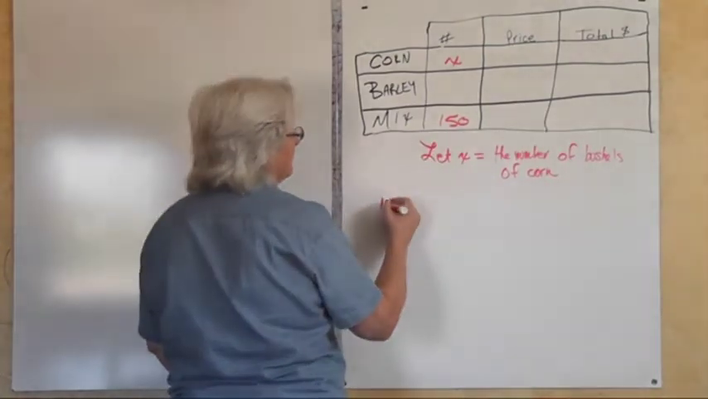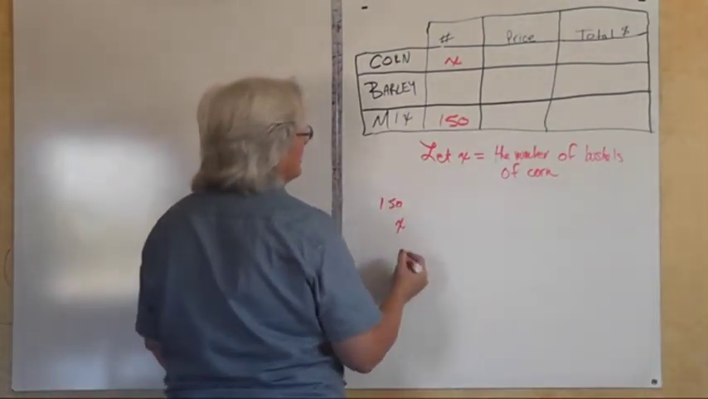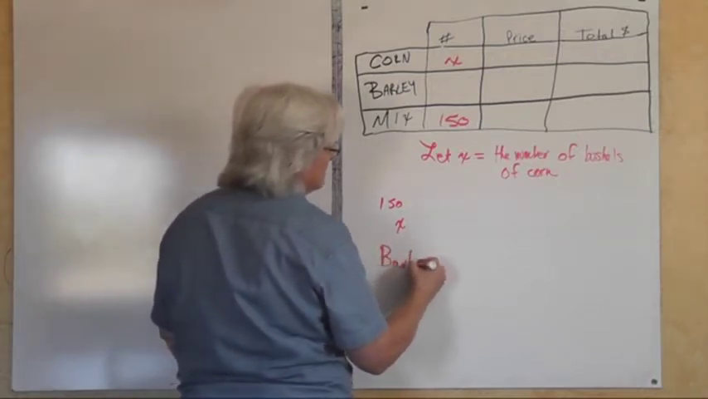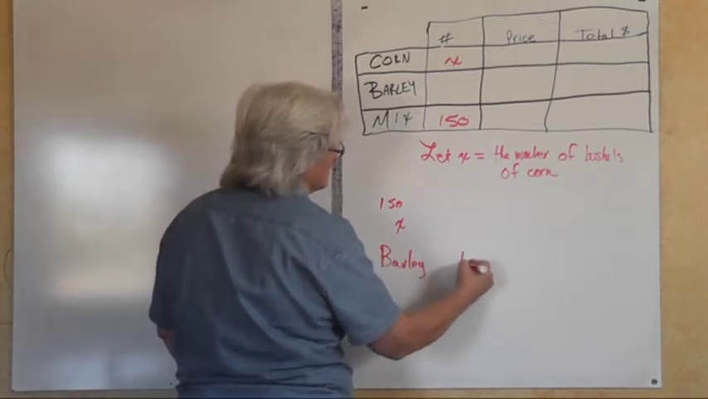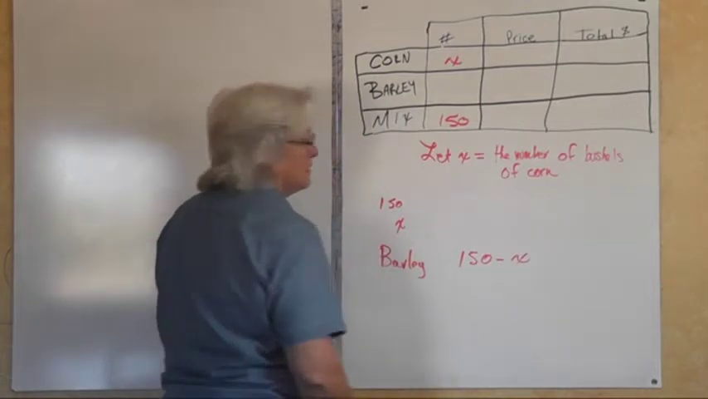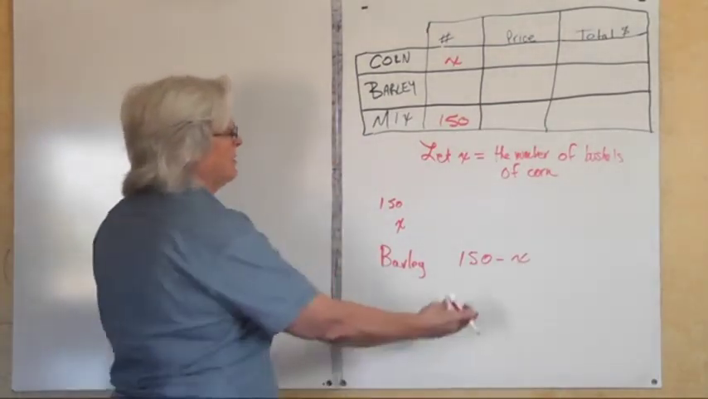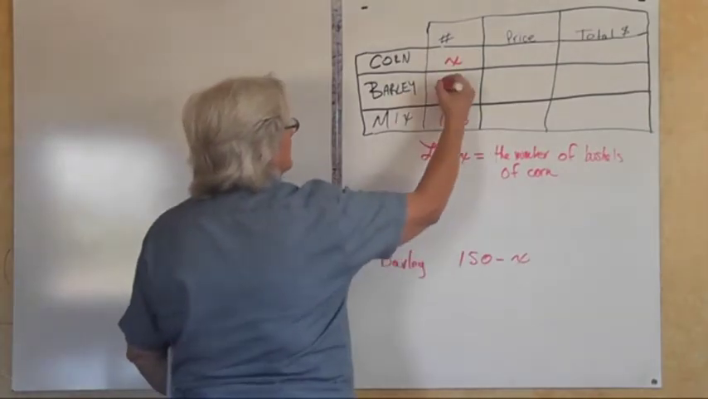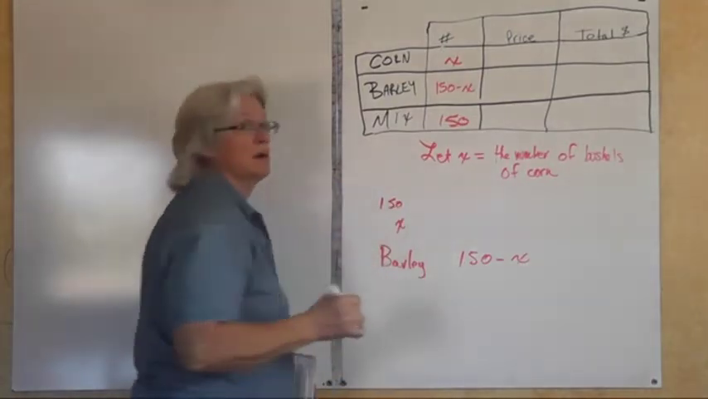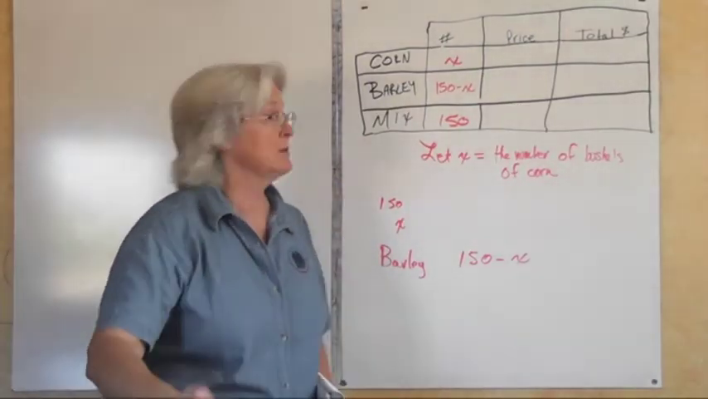If I have 150 bushels, and I have X bushels of corn, then my barley has to be the amount of bushels that I have remaining after I have subtracted out the number of bushels of corn. Total mixture is 150 minus the bushels of corn, which would be X. That tells me that the variable expression for the barley is 150 minus X.